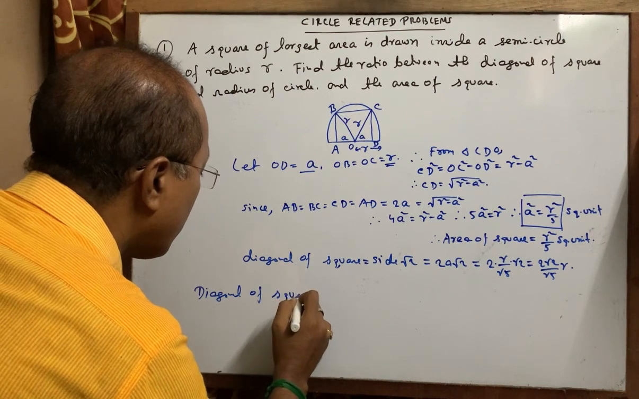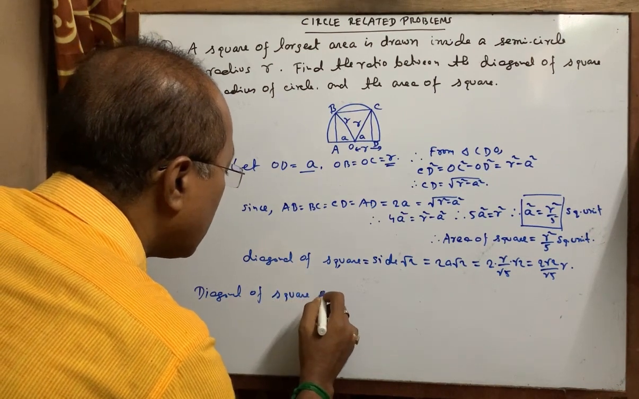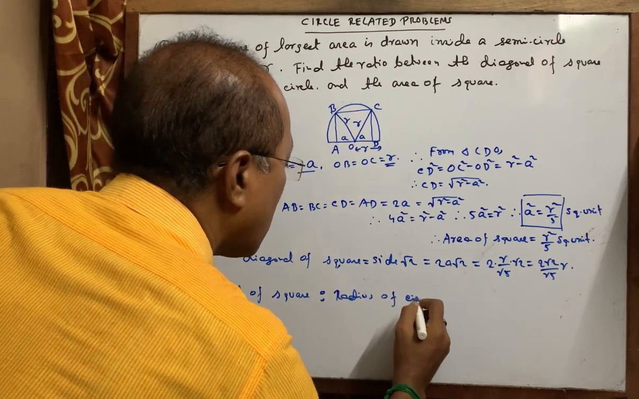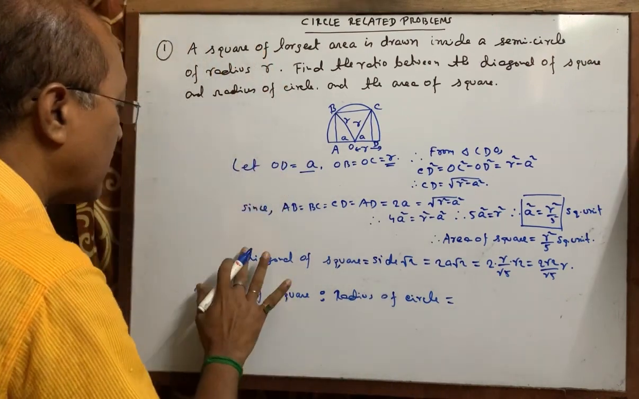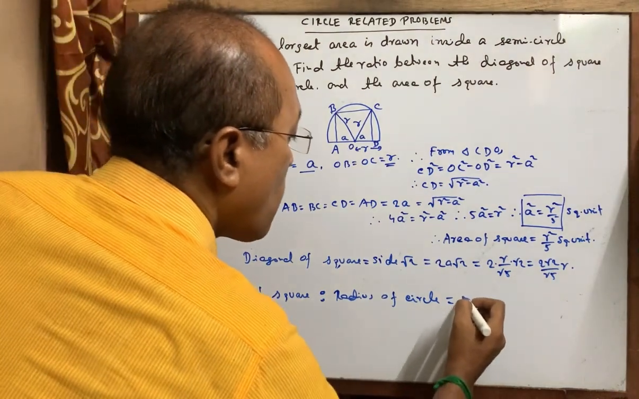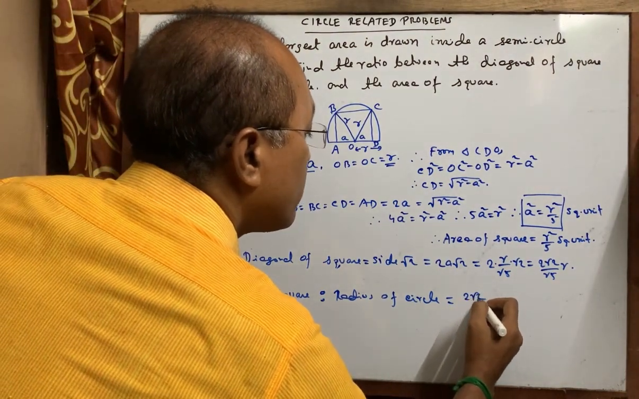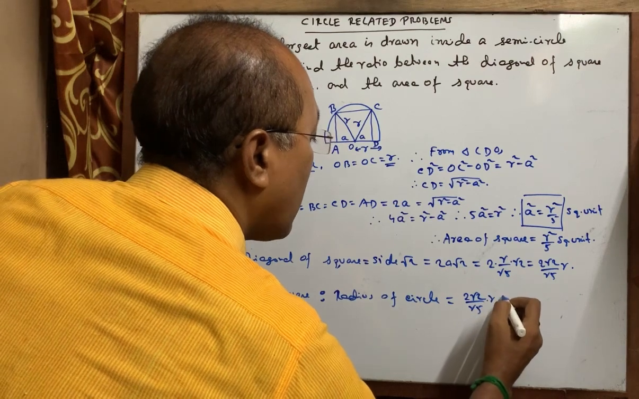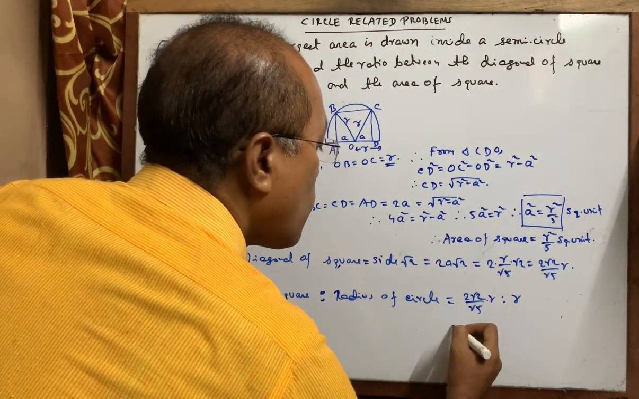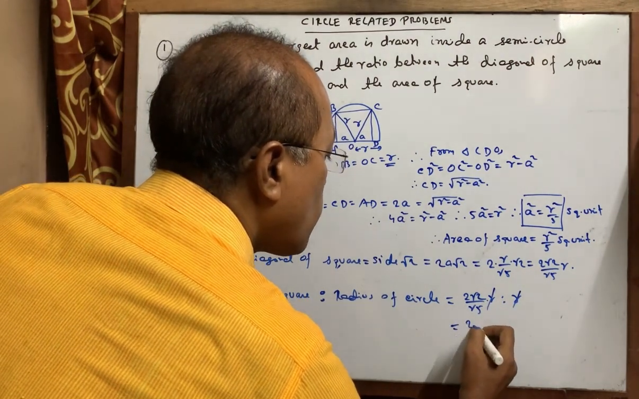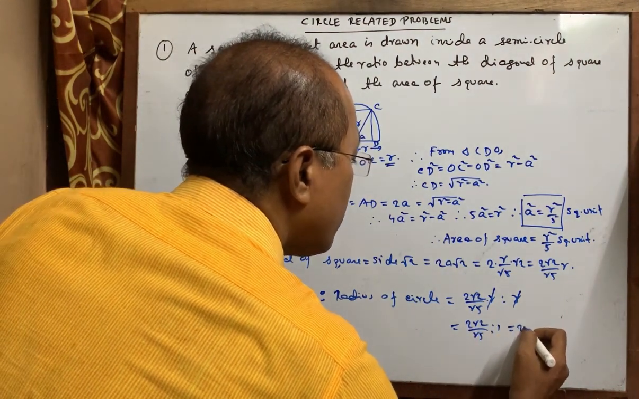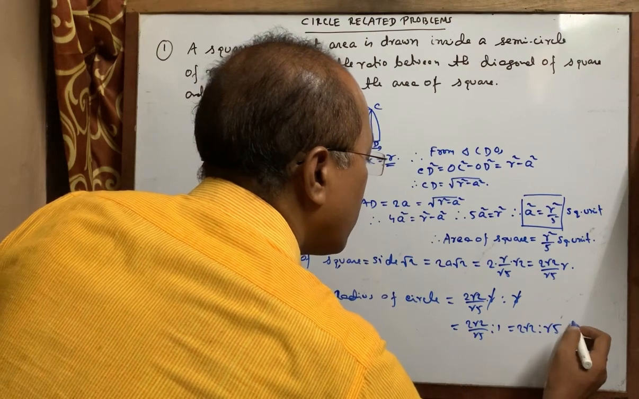Diagonal of square is to radius of circle, that is equal to 2 root 2 root 5 into r is to r, that is 2 root 2 root 5 is to 1, that is 2 root 2 is to root 5.